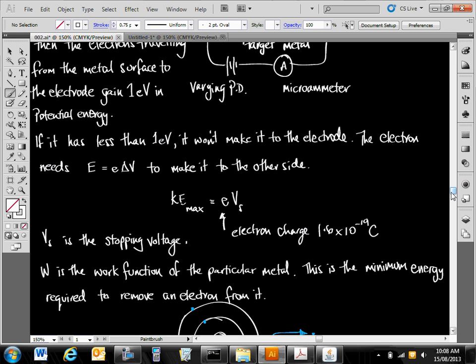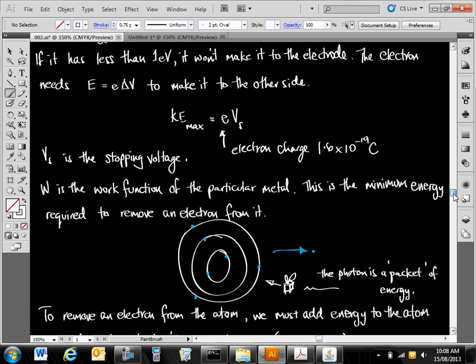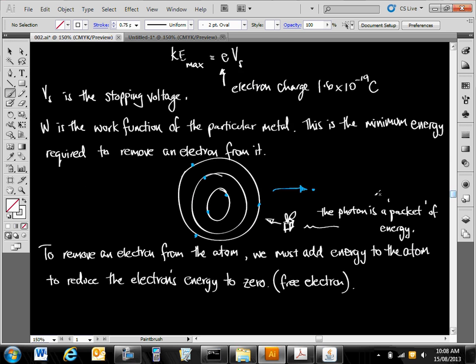Okay, let's explain that a little bit. So work function, we define work function as the minimum energy required to remove an electron. Now, what we're doing is we're sending photons, or packets of energy, into this atom. I don't like this model of the atom. It's the Bohr model of the atom, and it shows that we have discrete energy levels around the atom, which is true, but it's not a good representation of what's going on around the atom.